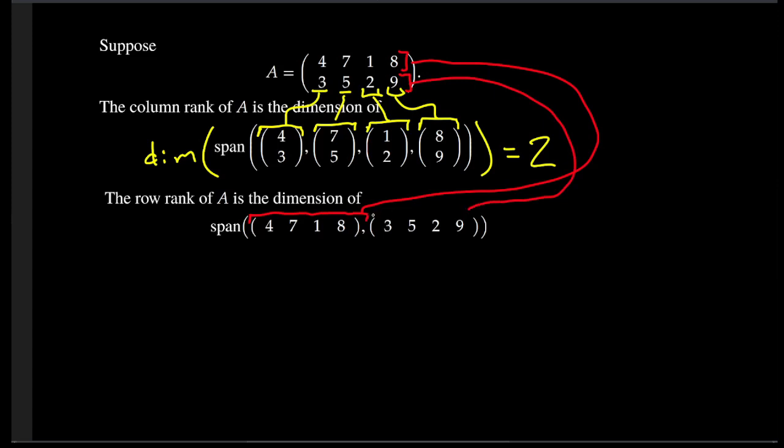Look at that, 3, 5, 2, 9. So if I take the dimension of this, what am I going to get? Well, let's look at this first vector and the second vector. Is the second one a multiple of the first one? Well, I can definitely multiply 4 by something to get 3. I can multiply it by 3/4. But if I multiply 7 by 3/4, I get 21/4, which is certainly not equal to 5.